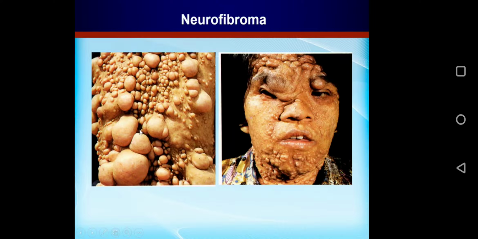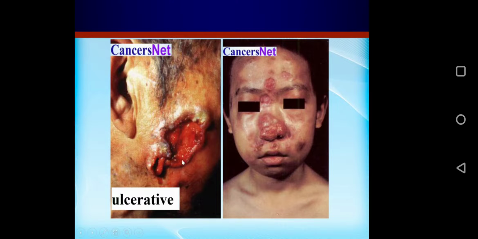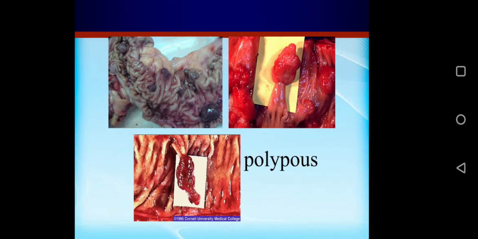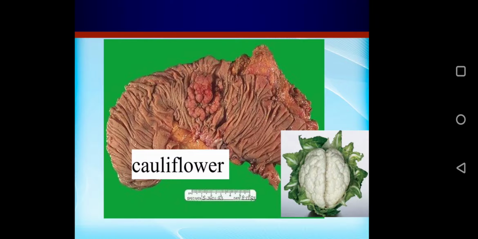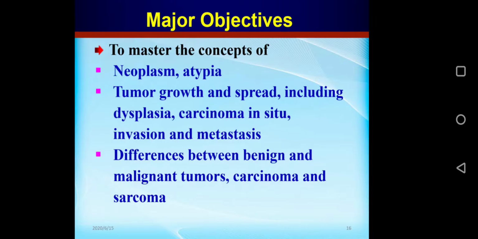And here we can find multiple masses on the human body and face. This is neurofibroma. And here we can find an ulcerative mass on the face. This is a squamous cell carcinoma. This is the colon. We can find a polypoid mass. This is an adenoma. This is an ulcerative mass in the colon. A cauliflower-like mass on the colon. These are all adenocarcinoma. So most of these tumors are malignant.